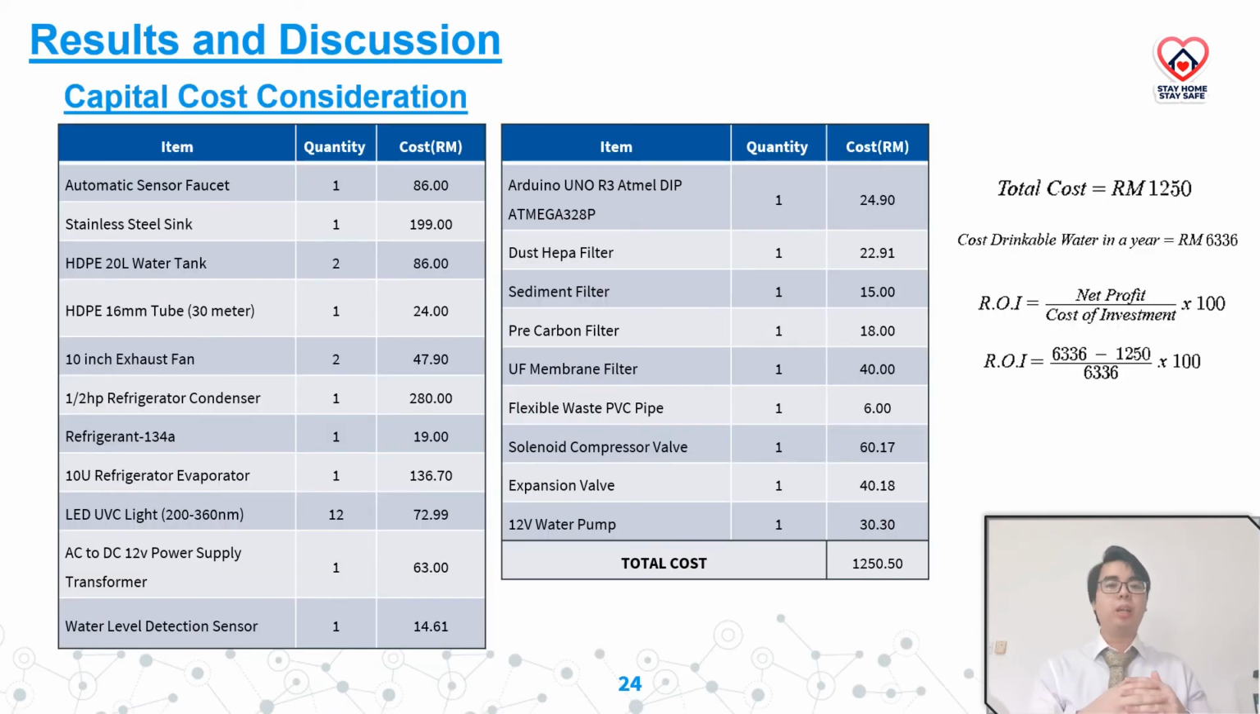We calculated the capital cost to be 1,250 ringgit due to the usage of filters making the water drinkable. We compared it with the price of drinkable water with the same amount of liters produced by the machine. So in a year, the return on investment of this product can be estimated at 80% of the price of the machine. As we know, a higher ROI represents a successful investment.